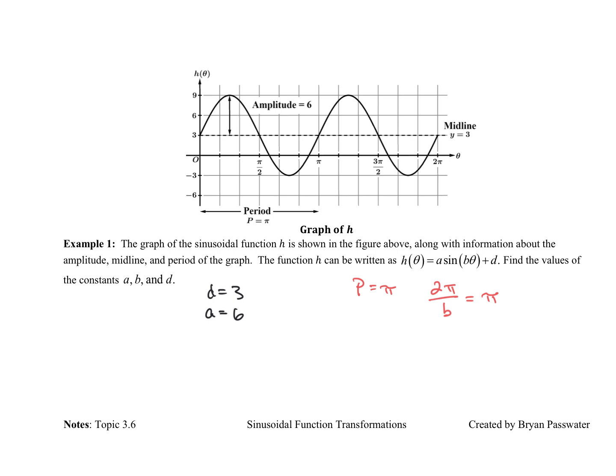I multiply by b and then divide by pi. And so b must equal what? 2. All right. And so this is the function like 6 sine of 2 theta and then plus 3. That's what that sinusoidal function would be.